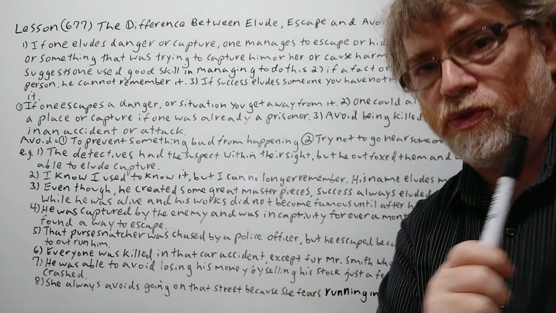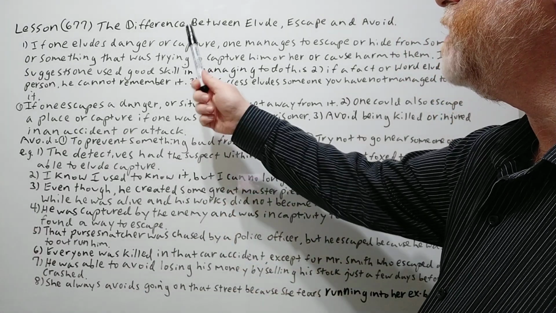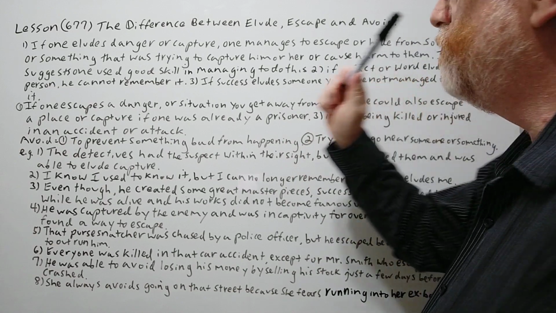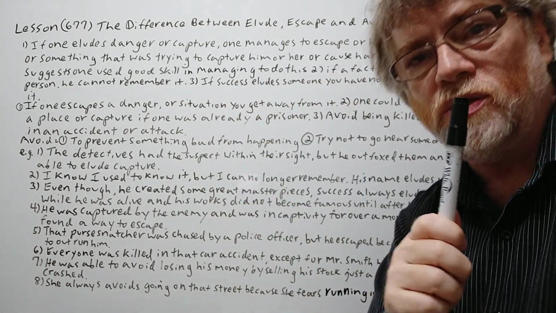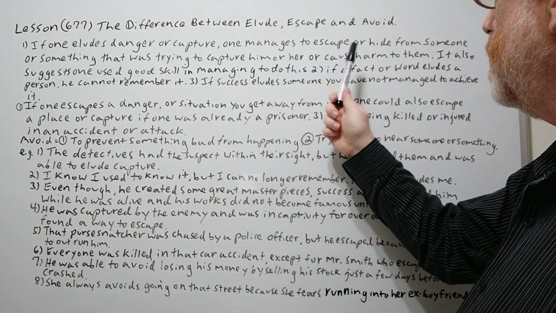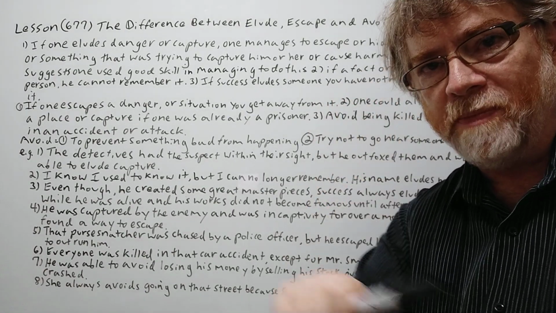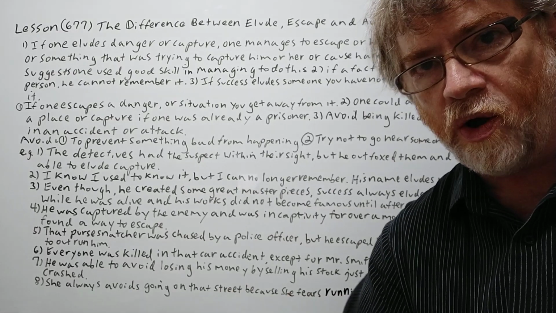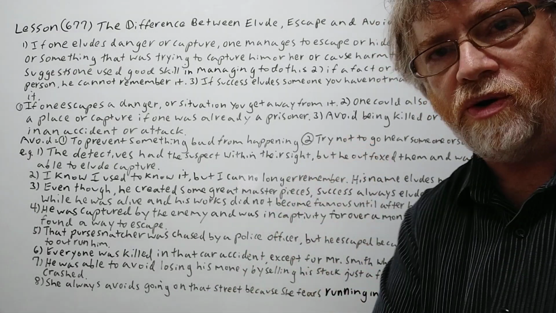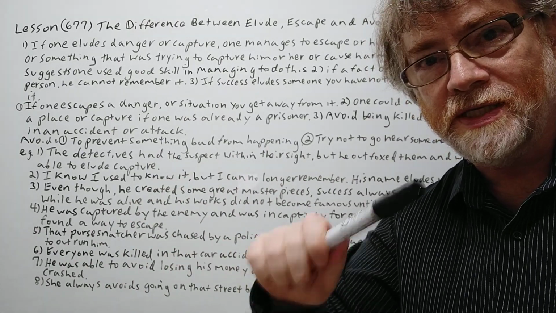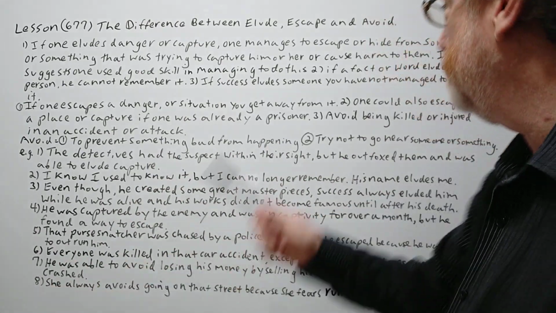All right, now with elude, we got three meanings here. If one eludes danger or capture, one manages to escape or hide from someone or something that was trying to capture him or her or cause harm to them. So this one thing with elude is probably they don't catch you. You've never been caught. So you're not escaping from capture, you're just escaping from someone trying to capture you.